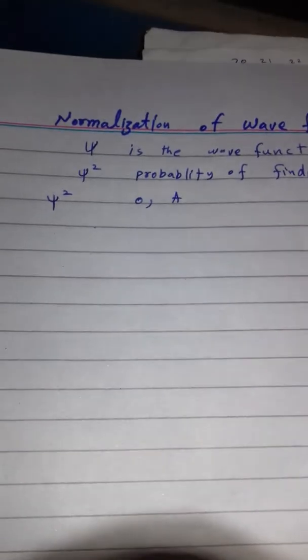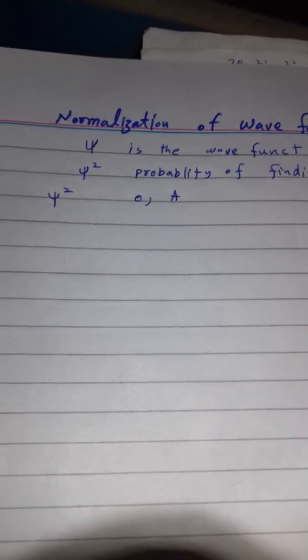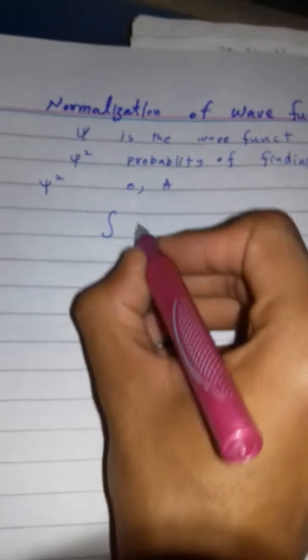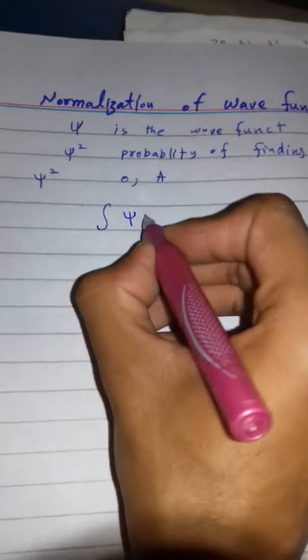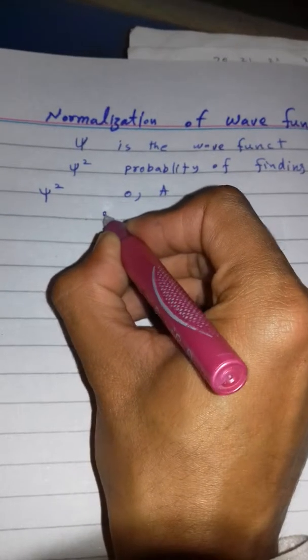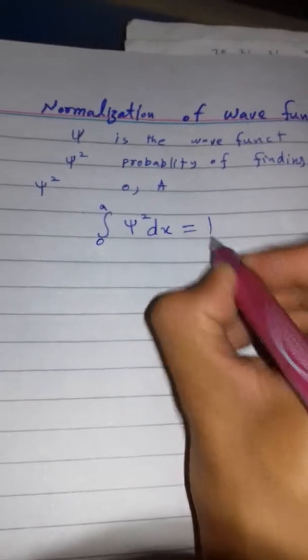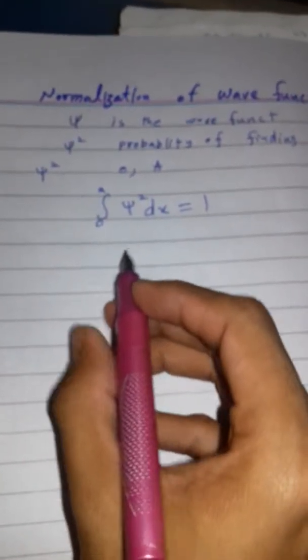The reason is that particles move between the boundaries of the box and do not go out. If the probability of finding the electron is integrated between the limits 0 to a, ∫ψ² dx is equal to 1. This is the normalization of the wave function. Now we solve this equation.